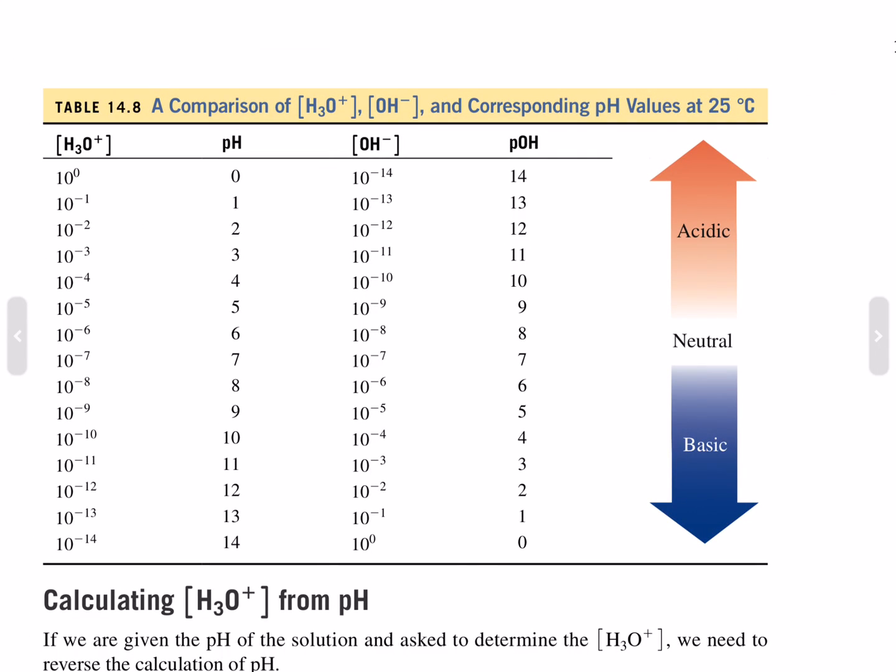Table 14.8, a comparison of hydroxide concentration, hydronium concentration, and the corresponding pH values at 25 Celsius. 10 to the 0 has a pH of 0, and 0 plus 14 is 14, so the pOH is 14. 10 to the negative 1 has a pH of 1, and so its pOH would be 14 minus 1, which is 13, all the way down.